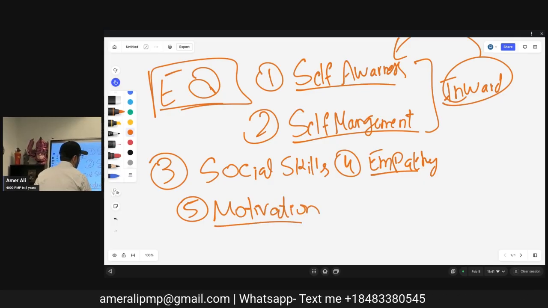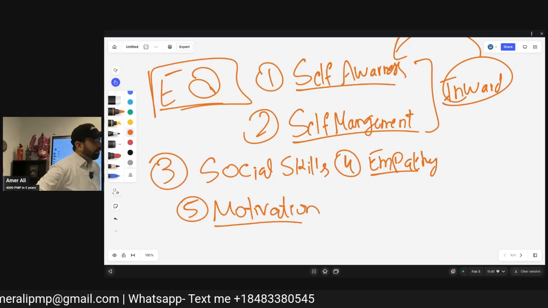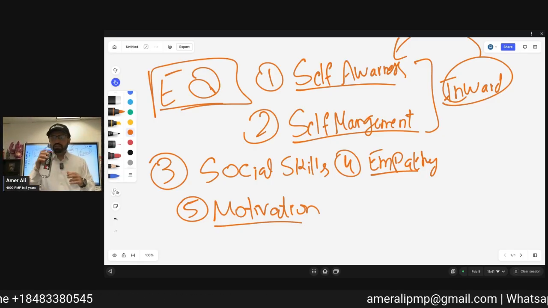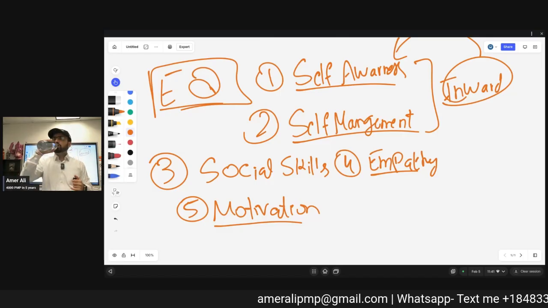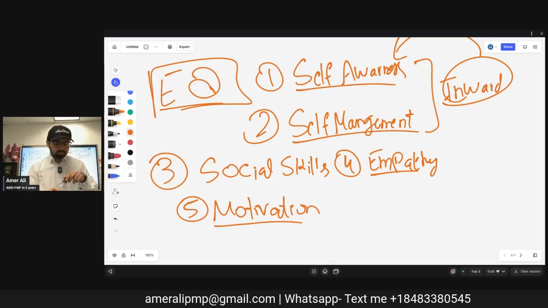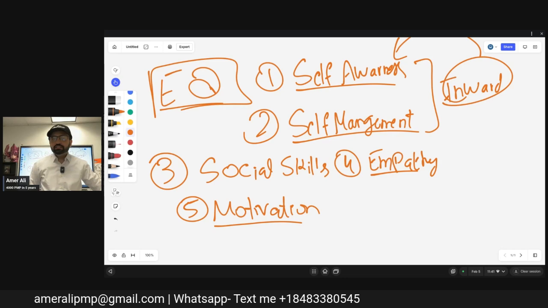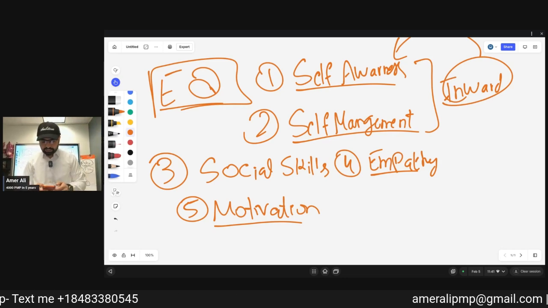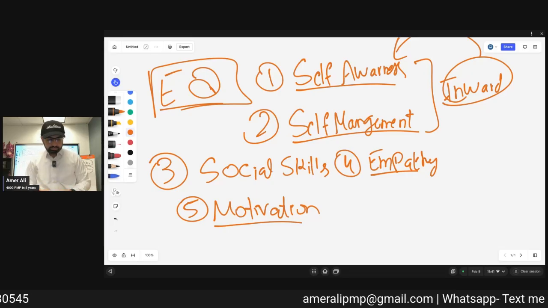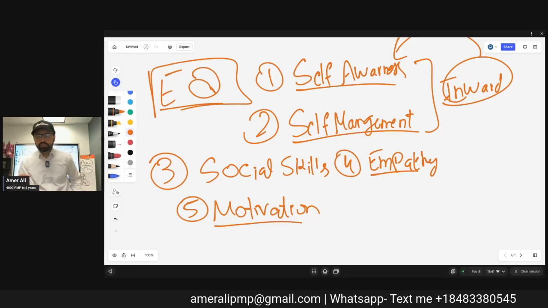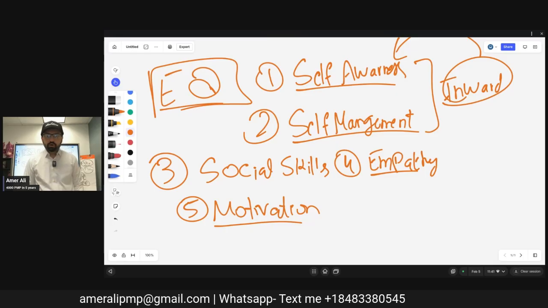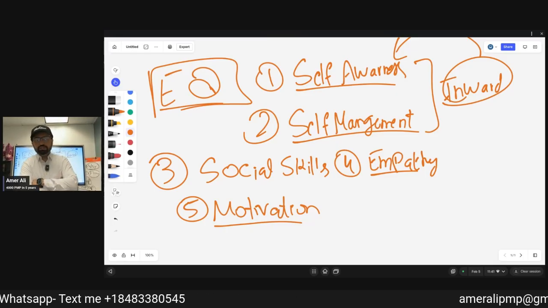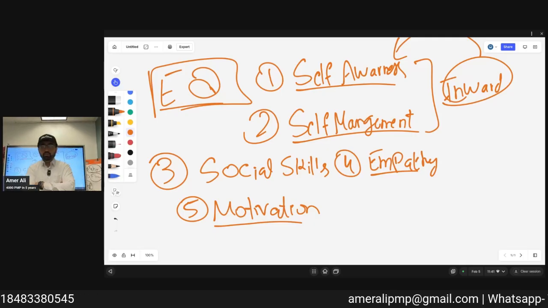I'll explain multiple motivational theories also. Why do I need to know motivation? Use the PMI language. What does motivate them? Are all 5 elements of emotional intelligence clear to everyone? Put in the chat box, yes, no, any confusion? Self-awareness, self-management, social skill, empathy, and motivation.